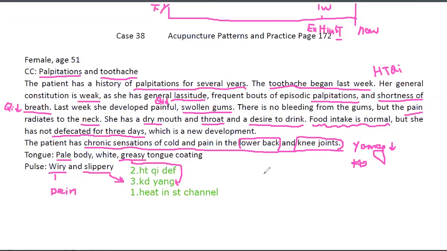So, we're talking about the pattern diagnosis here. Toothache is an acute problem. We put our pattern order number one, we try to treat the problems of the toothache. So when we put our treatment principle, we can put clear stomach heat, stop toothache as the number one treatment principle there. So I put the book's treatment principle here.